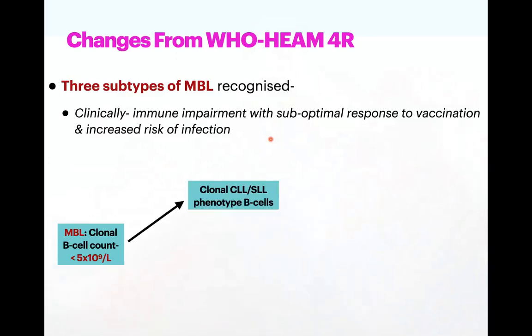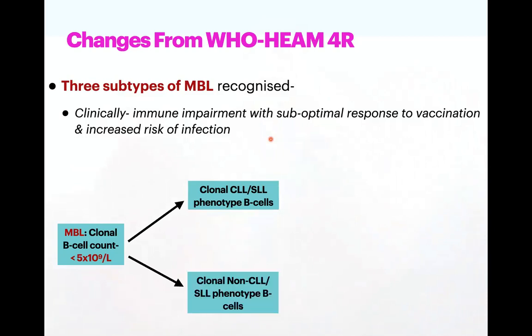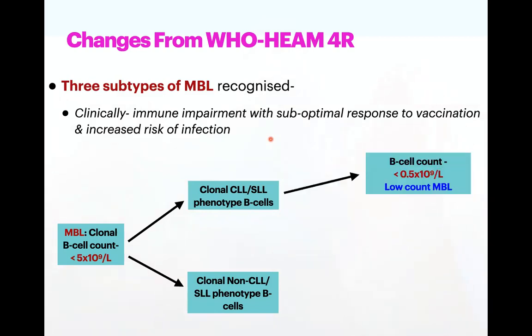It can be a clonal population, and it can either have a CLL, SLL phenotype, that is CD5 positive, CD10 negative, or it can be a clonal non-CLL, SLL phenotype. The clonal CLL, SLL phenotype is further subdivided based upon the count. Less than 5,000 is monoclonal B lymphocytosis, but then it has been further subdivided into 2.